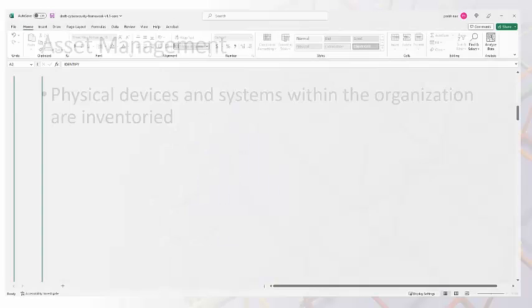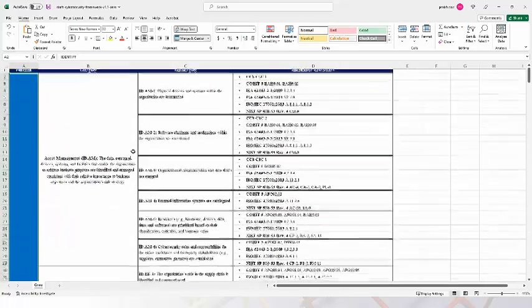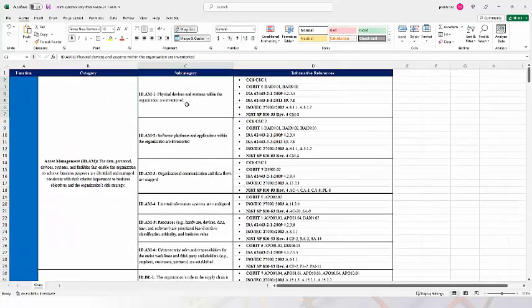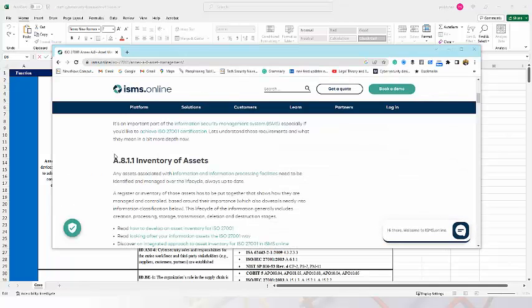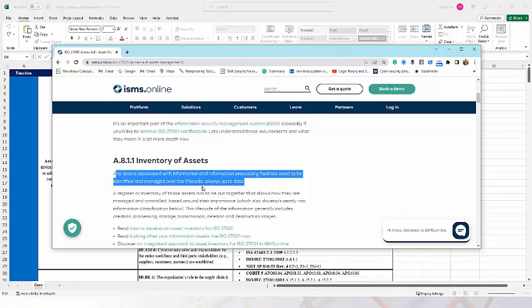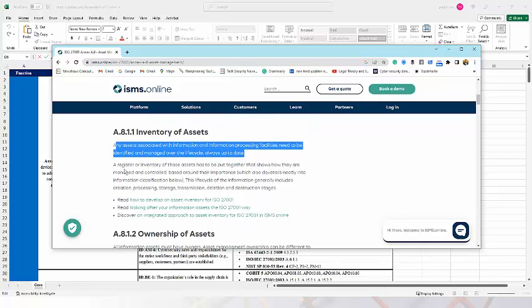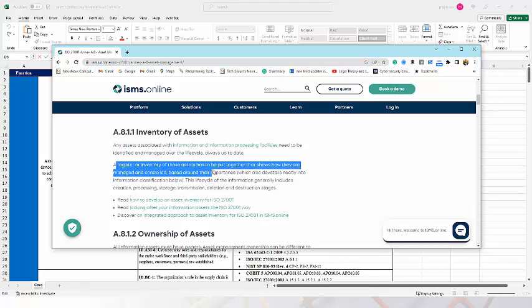If you see the Excel sheet, it also says the first step is physical devices and systems within the organization are inventoried. So in this case, if I copy and paste this one, ISO 8.1.1 and 8.1.2, it also says the same thing. See, 8.1.1 inventory: any assets associated with the information processing facility need to be identified and managed over the life cycle. So we need to create a registry or inventory of those assets, so they are managed and controlled based on their importance.